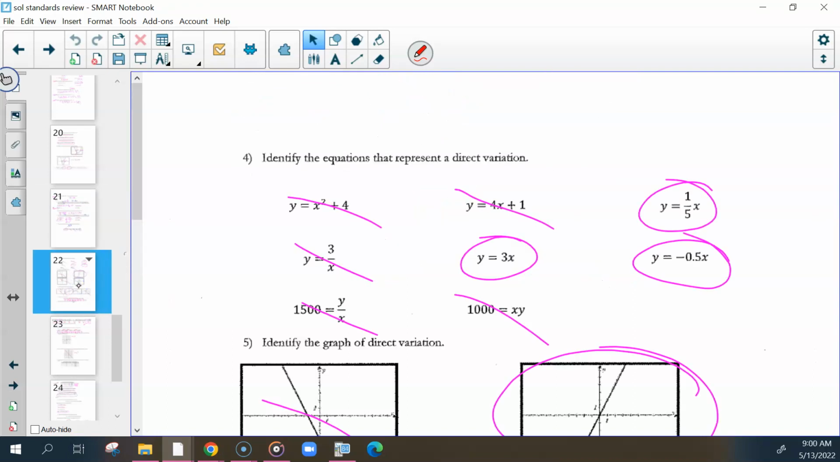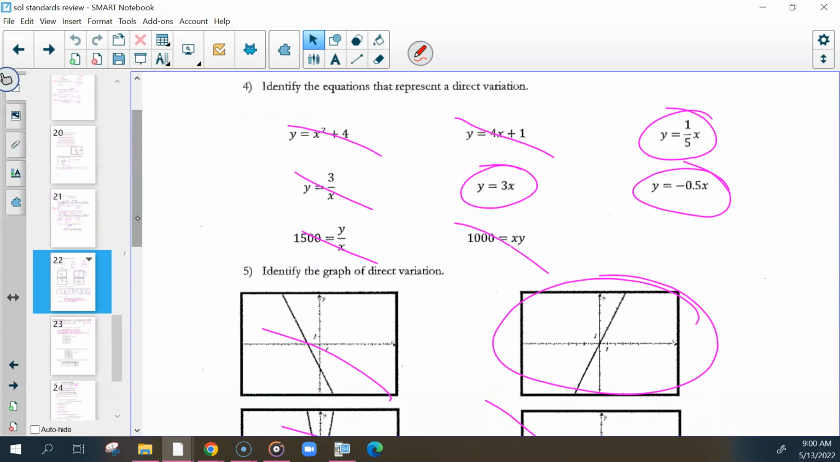On the next page, number 4 is asking which of these equations represent a direct variation. So you have to know that it has to be a line, it has to go through 0, 0. So if it is squared, or something that is not a line, that's automatically out. So x squared would be out. If we're dividing by x, that would be an inverse, so that would be out. This is in the format to find k for inverse, so that would be out. This is a line, but it doesn't go through 0, so that would also be out. You could also graph each of these and see which of these are lines that go through 0. And that would help.